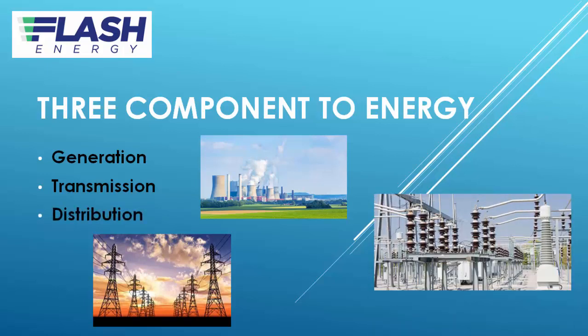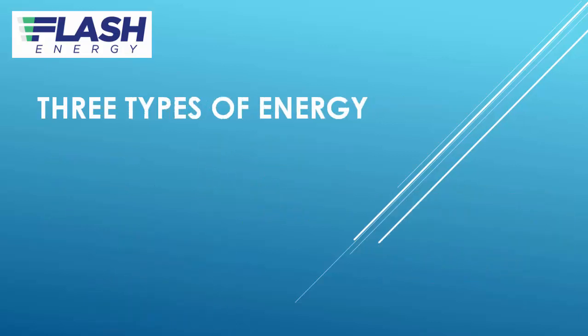Distribution refers to the stepping down of that high voltage power at substations so that it can be piped into homes and businesses safely. It's still high voltage. It'll still burn you and kill you, but it's not near as dangerous as the high voltage stuff going through the lines. So generation, transmission, distribution.